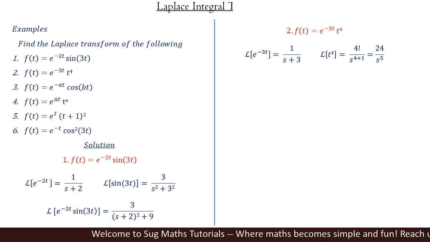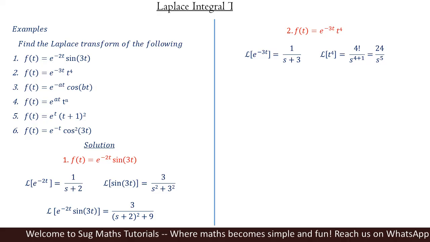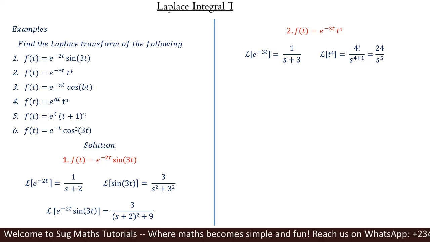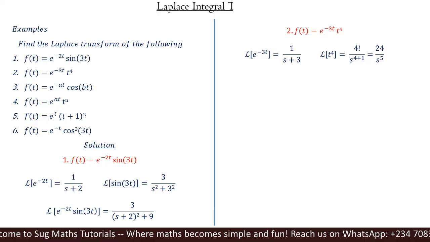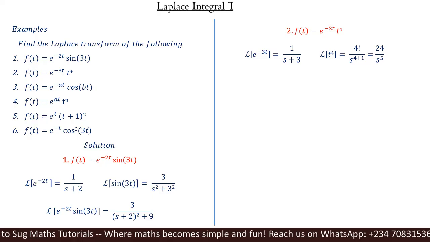Okay? Now, when we say 4 factorial, we are talking about 4 times 3 times 2 times 1. So, 4 times 3 is 12. 12 times 2 is 24. 24 times 1 is 24. So, 4 factorial is 24 all over s raised to the power of 4 plus 1, which is 5.